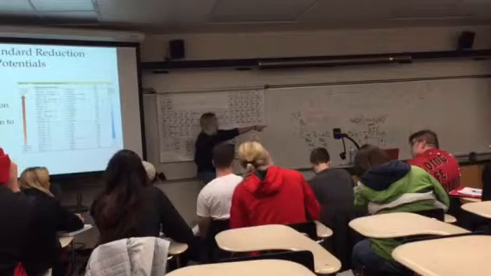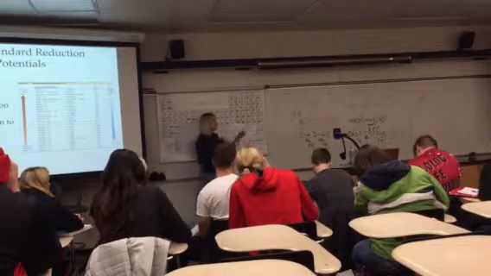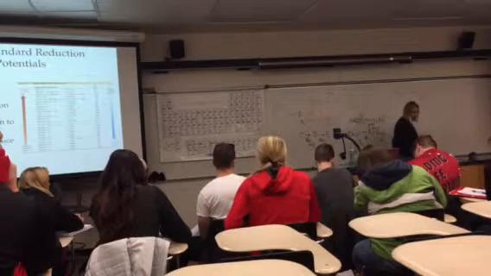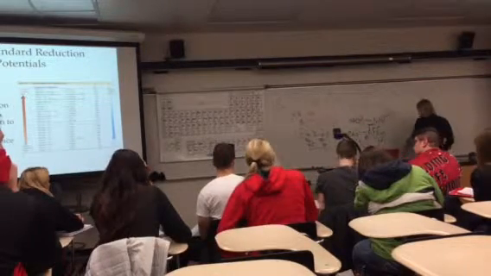...reaction to occur according to the Nernst equation. It's a negative delta G, positive E value. So let's try an example. Okay, so we have iron metal reducing nickel.